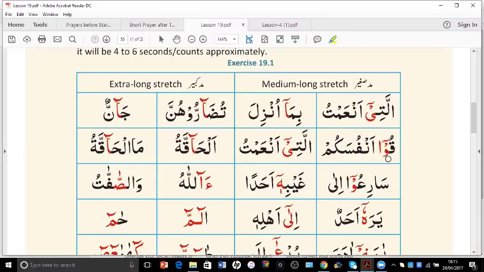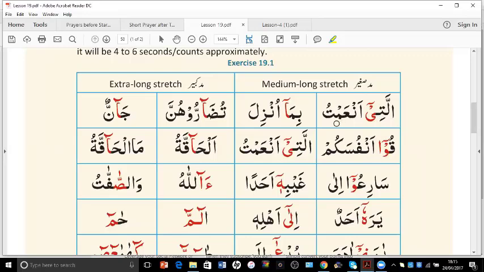Anfusakum. Anfusahum. It's a kum, darling. The kaf here. Yeah? Kum. Okay, I thought I heard you say hum. Okay, just once with you, sweetheart. We'll read these three words again.